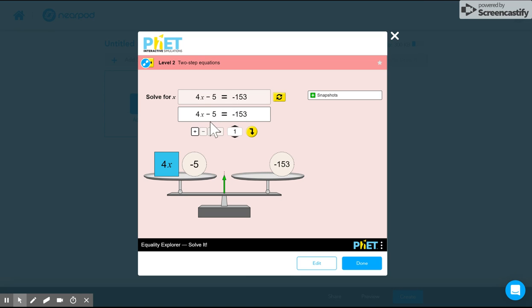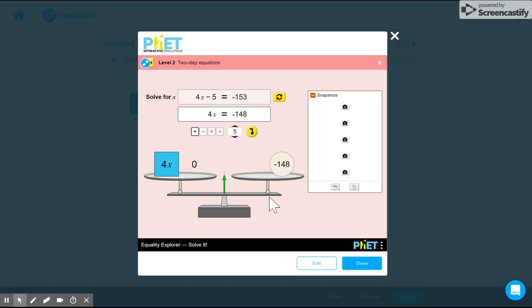So to solve something like this, we can take snapshots along the way so that you can see the steps and you can write those down on your paper. So for my first step, I need to probably add 5 to both sides. So I click on add and then I change my number. And notice it's going between numbers and variable expressions. So I just want to add 5 so that I can get my x alone over here on this side.